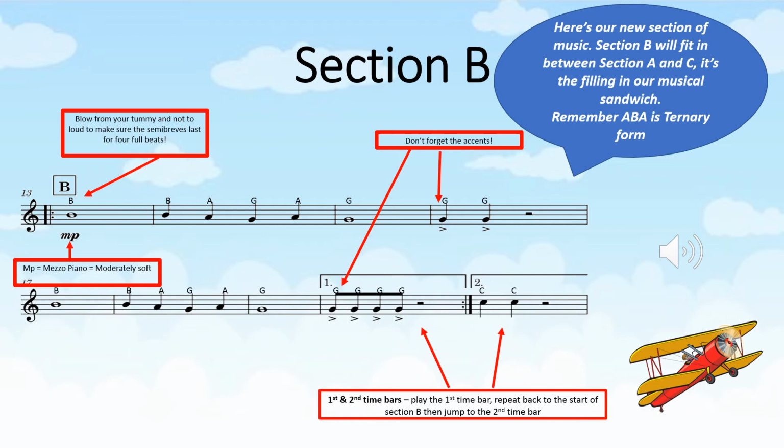Section B has first and second time bars. Play through Section B and make sure you play the first time bar. Repeat Section B and then jump to the second time bar on the second playing. We're now going to learn Section B and play along with the backing track.